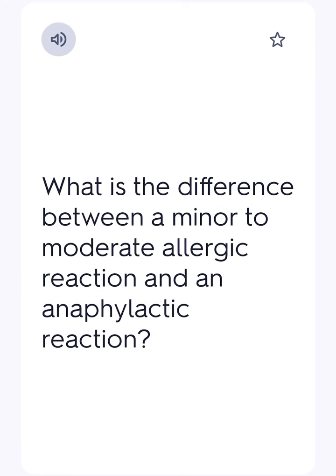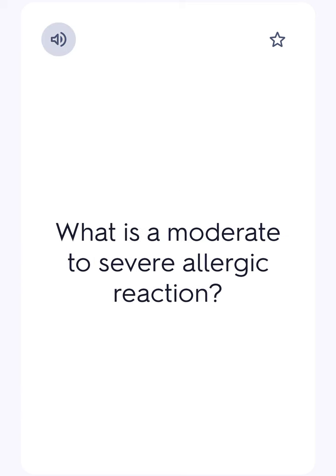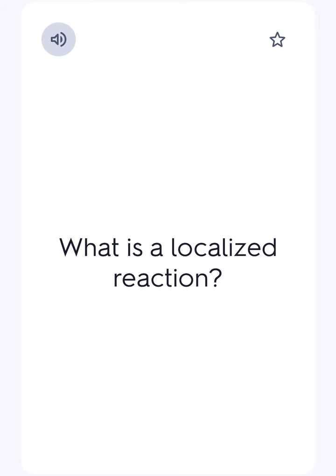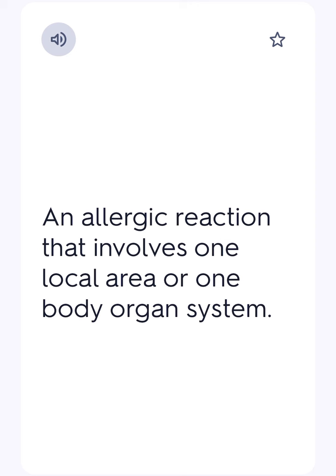What is the difference between a minor to moderate allergic reaction and an anaphylactic reaction? Anaphylactic reactions are more severe and life-threatening compared to minor to moderate allergic reactions. What is a moderate to severe allergic reaction? An allergic reaction that can be localized or systemic. What is a localized reaction? An allergic reaction that involves one local area or one body organ system.